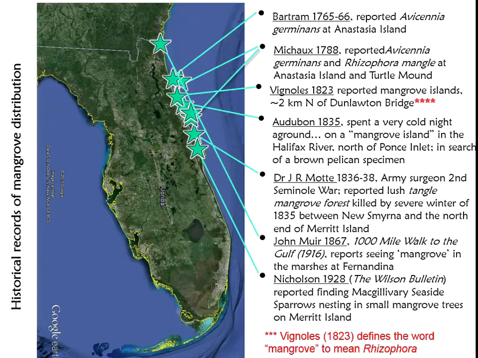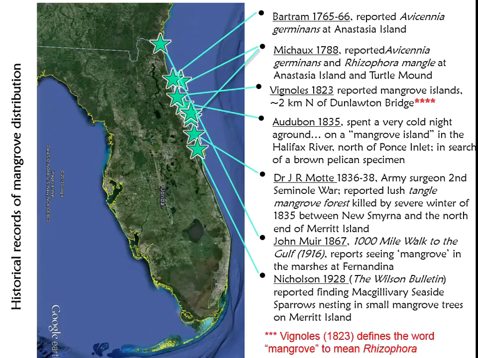So just little bits and pieces, wonderful stuff from the Historical Society in St. Augustine. But if we start at the earliest that I found, Bartram actually recorded seeing a black mangrove on Anastasia Island in 1765. So mangroves were here.